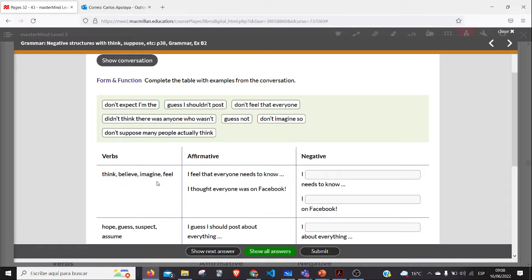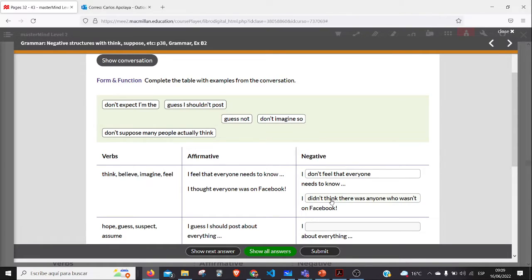So we have here, look at this. I think, I believe, imagine, and feel. I feel that everyone needs to know. I thought everyone was on Facebook. Here, negative. Choose the best answer. I don't feel that everyone needs to know. Next. I didn't think there was anyone who was. Yes. I didn't think. Next.